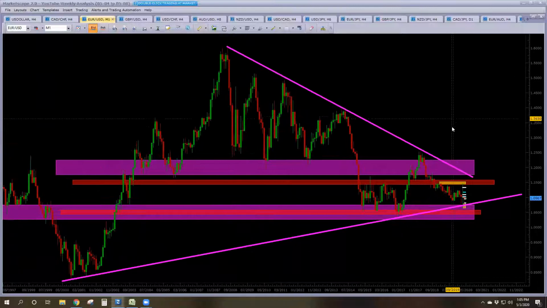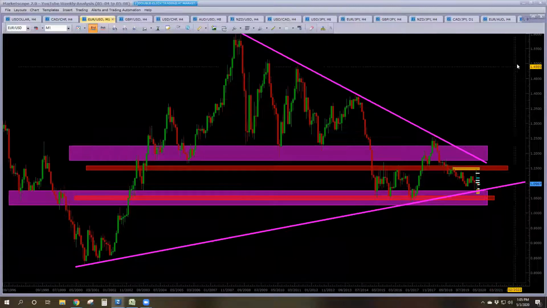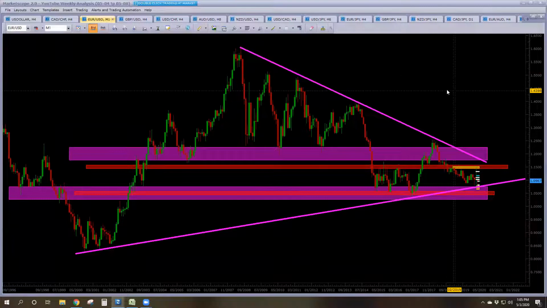All right, guys, we're gonna be talking about the euro dollar today. For the people that are new on this channel, just know that anything that has to do with purple is relative to the monthly zones, monthly trend lines. Anything that has to do with red is related to my weekly zones.